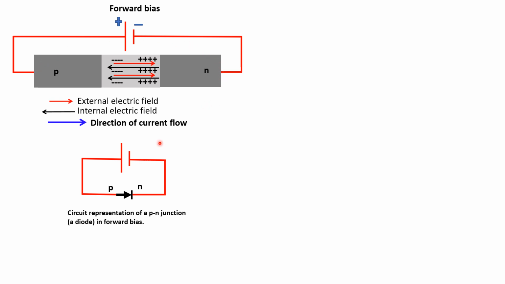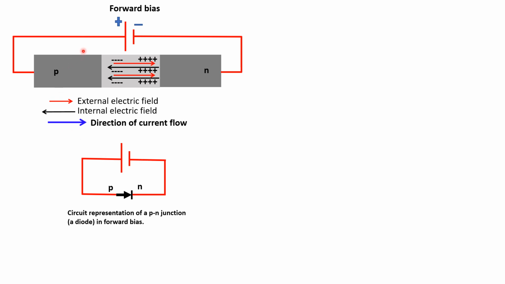And this is the symbol for a p-n junction that is used in circuits. It's an arrow. The tail of the arrow is the P side and the tip is the N side. So this is the circuit drawing for a p-n junction in forward bias. And we should have a resistor here that I am omitting.